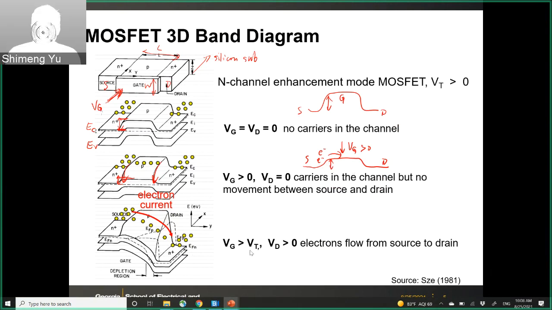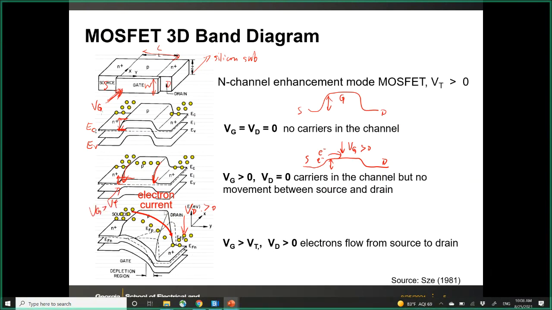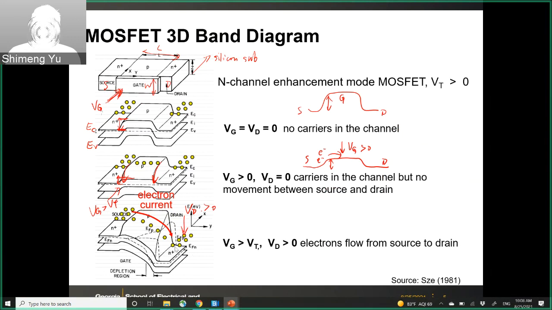Especially now if you apply the drain voltage larger than 0. So if you apply drain voltage here, this is due to the Vg larger than threshold, let's say. If the drain voltage is also larger than 0, the drain side will be bent down. So the electrons will fall along this slope of the band diagram. So electrons will flow like this. This is how you introduce the current in the MOSFET.